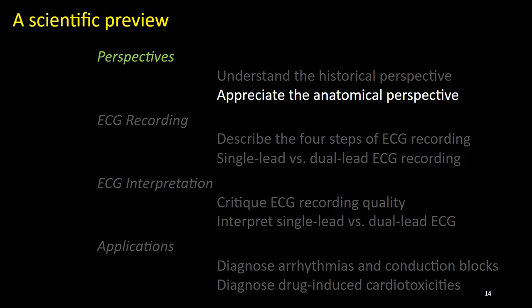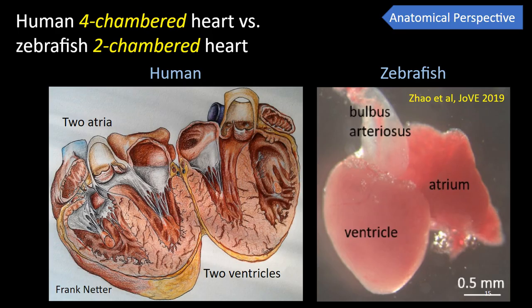Let's switch gear and take a moment to appreciate the anatomical disadvantages and advantages of the adult zebrafish heart as a model for human cardiac electrophysiology. Zebrafish is cold-blooded, while humans are not. The adult human and zebrafish hearts not only differ in size by 2 orders of magnitude, they also differ in layout, with humans having 2 atria, 2 ventricles, while zebrafish having only 1 atrium and 1 ventricle.